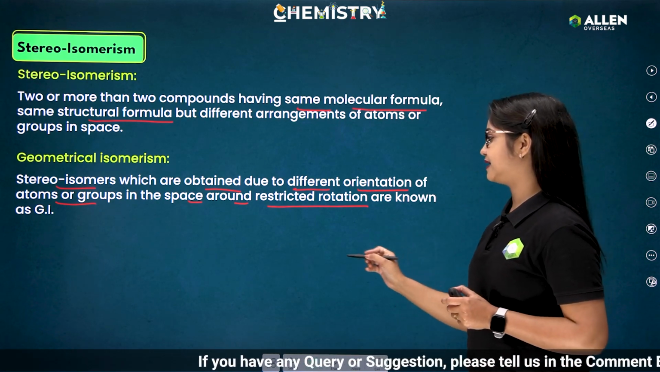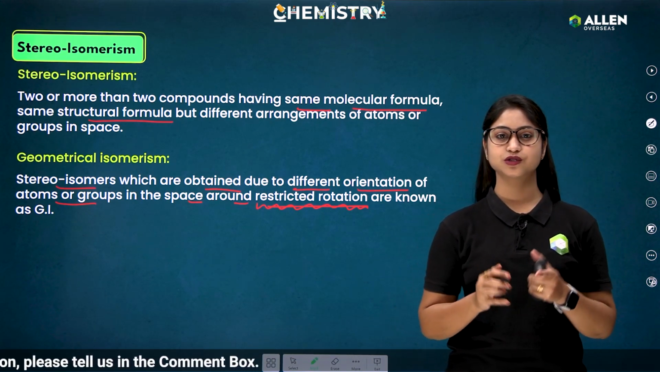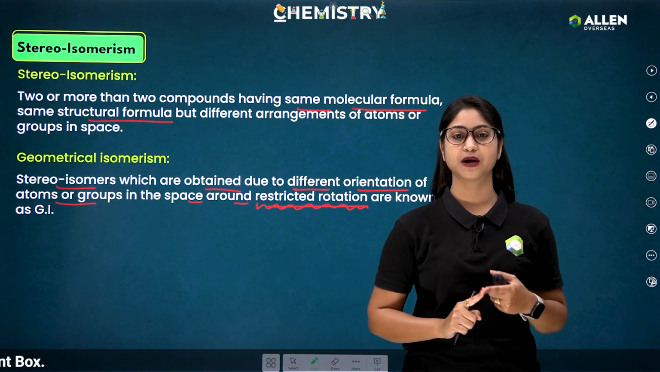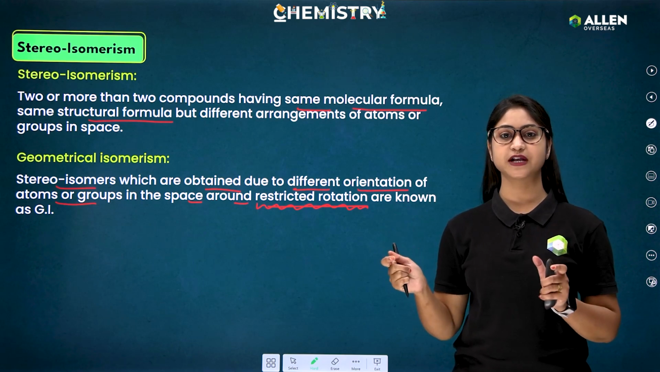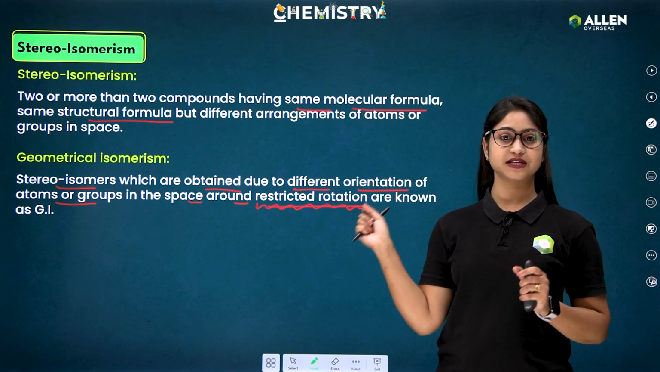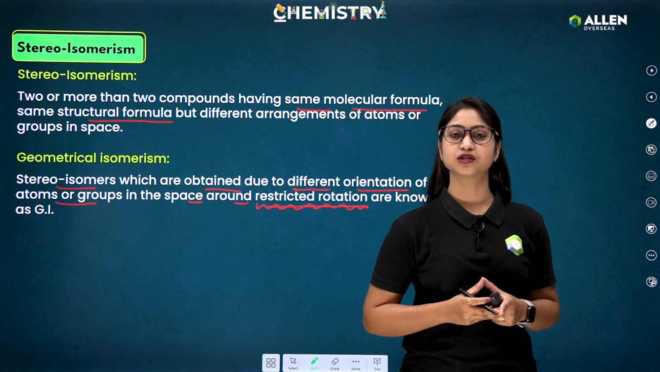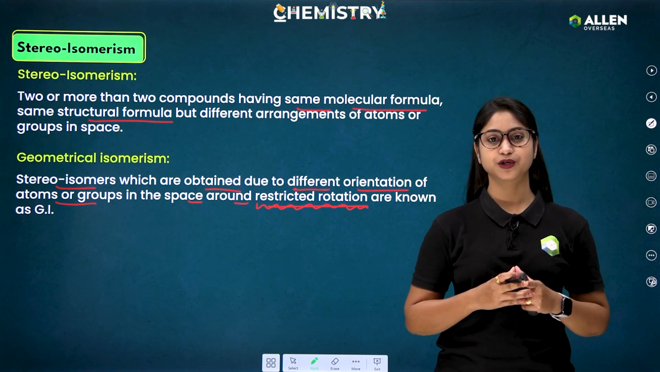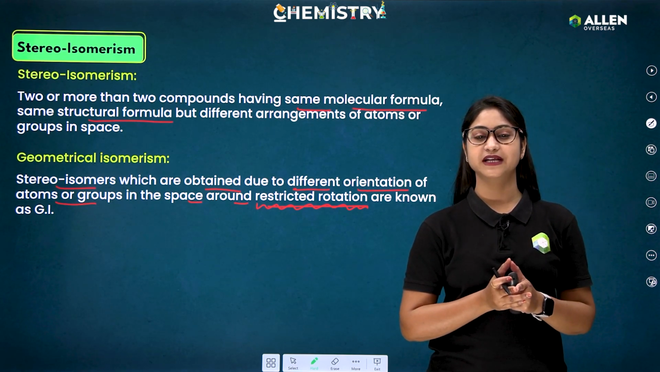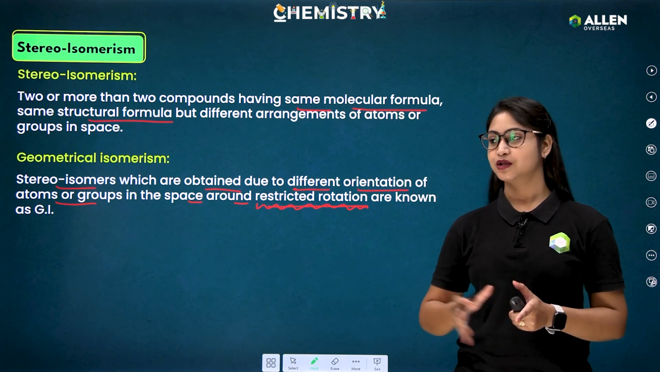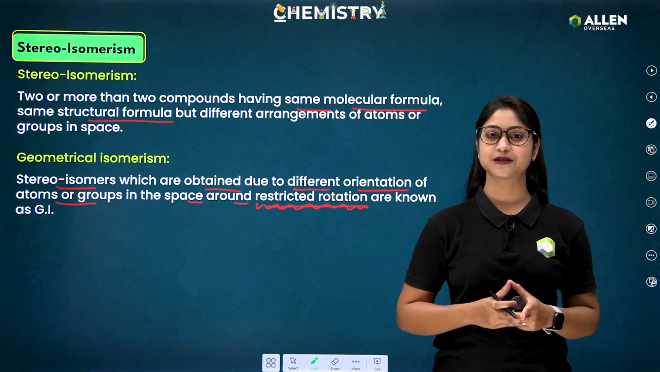Basically, here you can see this word restricted rotation. First of all, these are stereoisomers, so they have the same molecular formula and the same structural formula, but the arrangement or orientation of groups or atoms is different, and that is different due to some restricted rotation. That means the bond cannot rotate freely. We know that single bonds rotate freely, but the double bond, triple bond and the ring cannot rotate freely. So if they cannot rotate freely, that means the rotation is restricted. Restricted rotation is the necessary condition for geometrical isomerism.